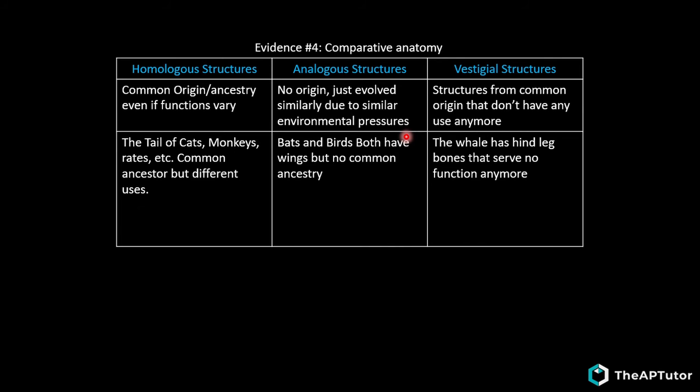So for example, the tail of cats, monkeys, rats, not rates, they have a common ancestor, but they have different uses. Monkeys actually use their tails to grab onto things, like trees. Cats use it to whack humans.